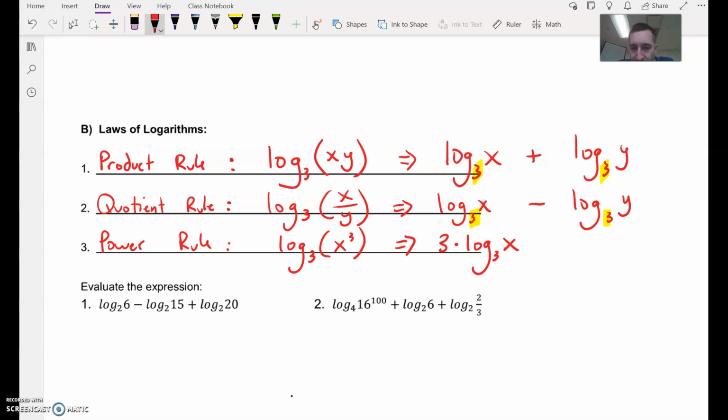So wait a minute, you're saying when there's a number being multiplied by a log, it can go back and be an exponent. Kind of like when you had an exponent raised to an exponent.